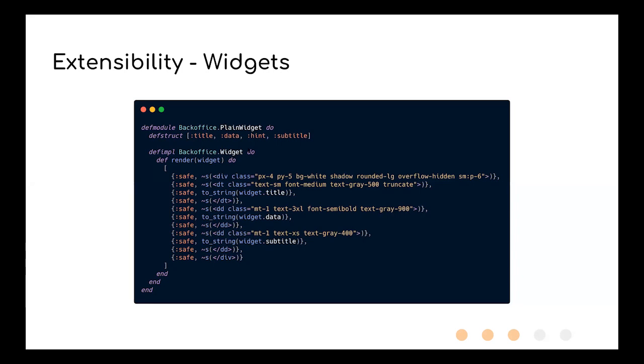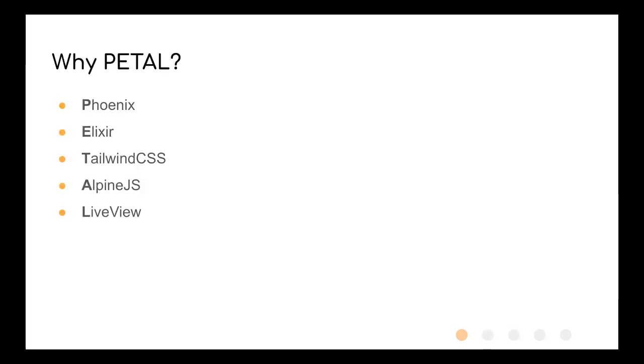You can just look at the modules and you know what the struct keys would be. So that's what a widget would look like. Then I also want to touch on why I use the PETAL stack.